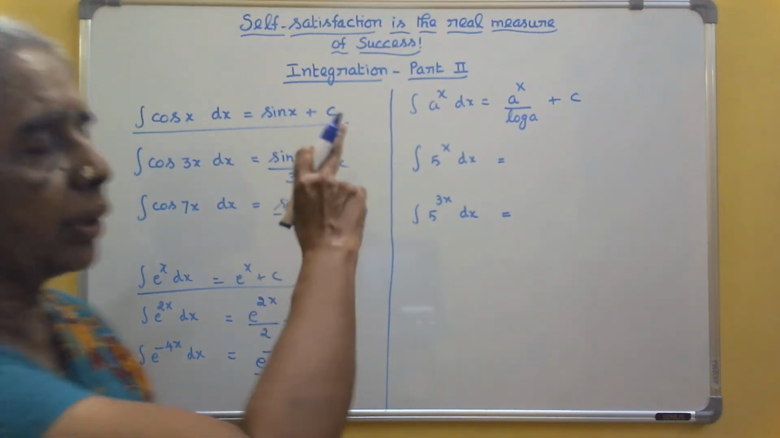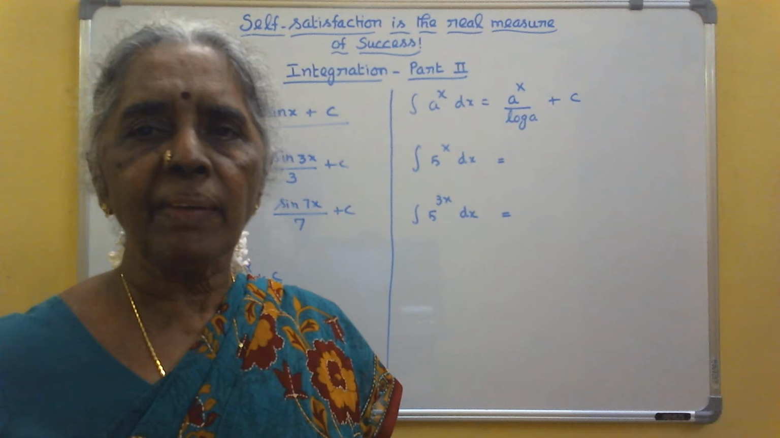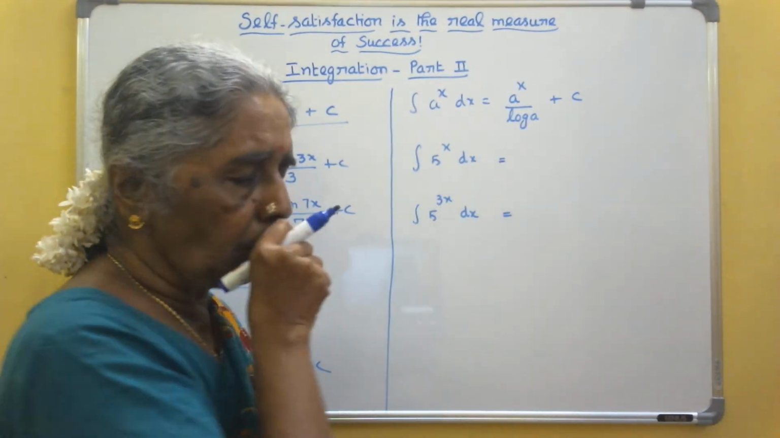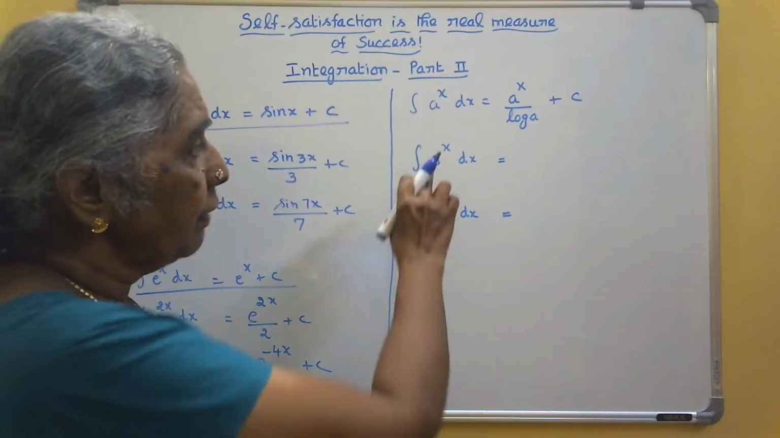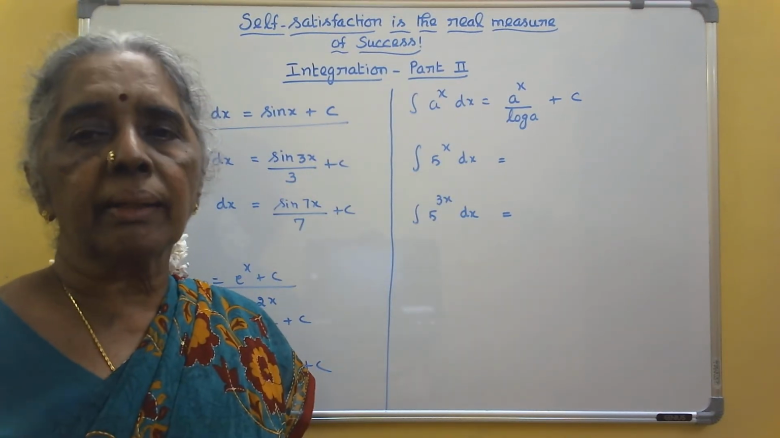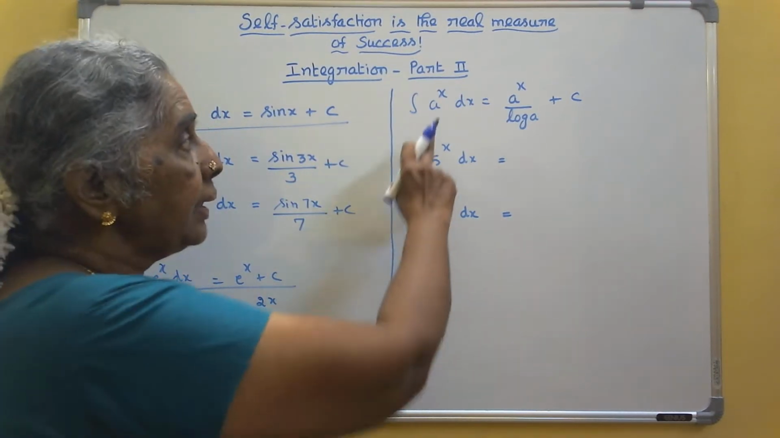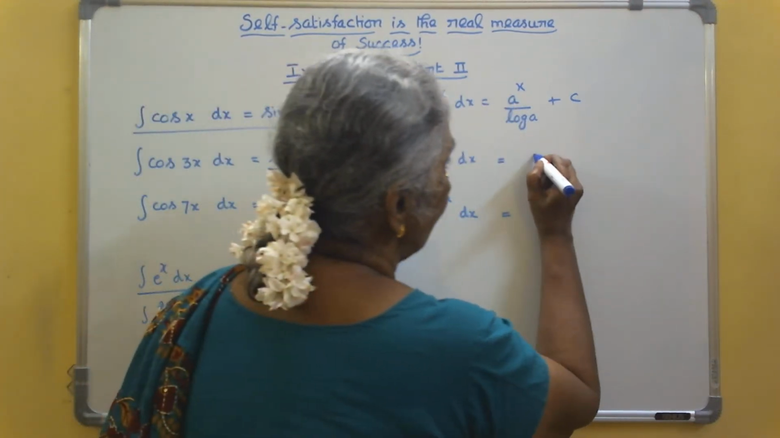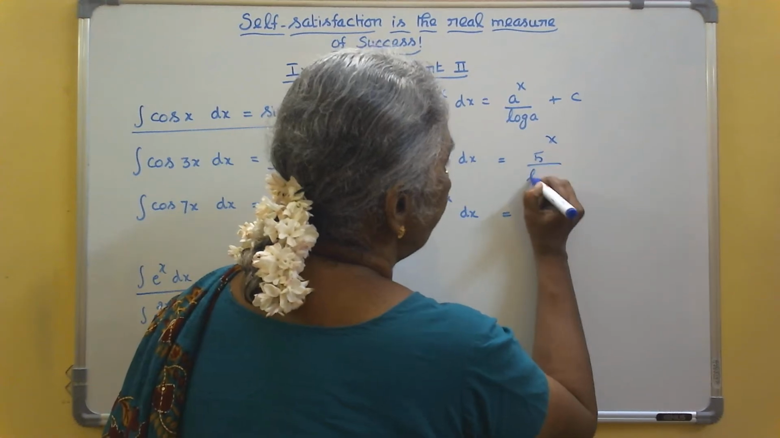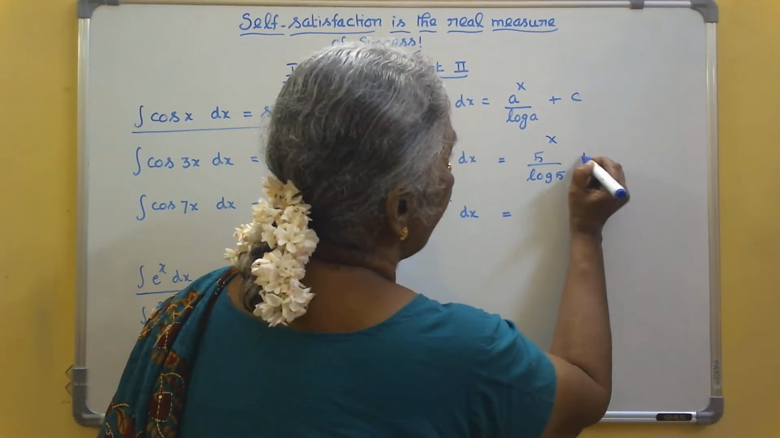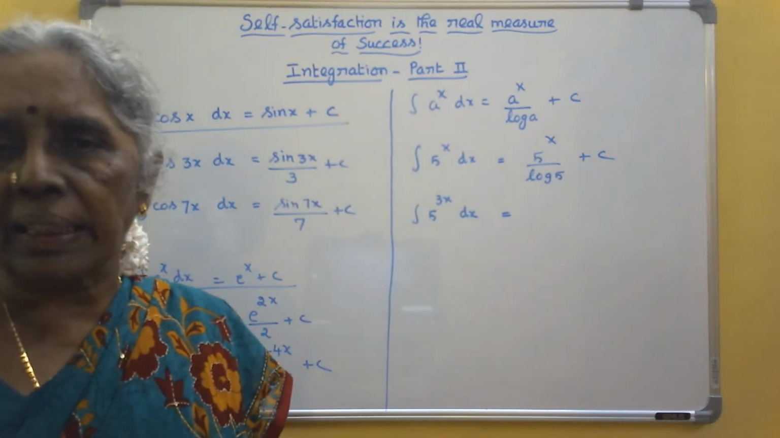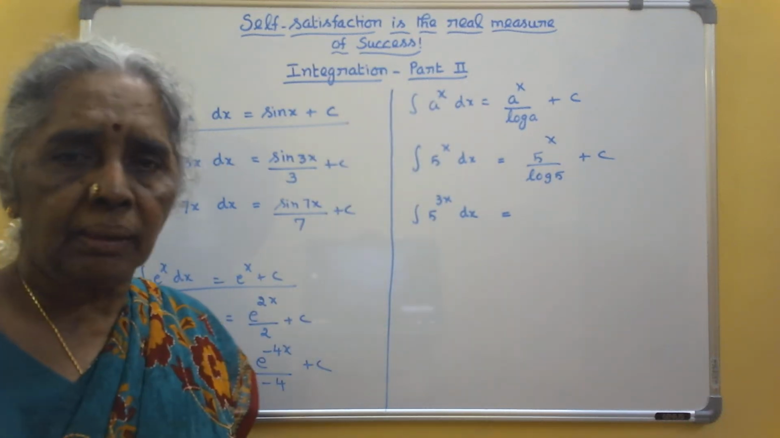Now, let us come to this formula. Integral a power x dx is equal to a power x by log a plus c. First, let us do a straight sum. Integral 5 power x dx. In the place of a, you have 5 here, right? Using that formula, you will get 5 power x by log 5 plus c. So, here you have an x in the formula also. Now, look at the next one.